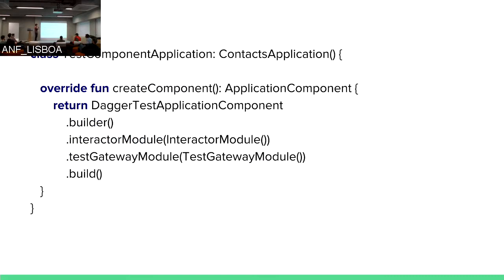Okay, so I have to create a test component application. It will inherit from my real context application, and we'll then override that method, the create component one, and say, okay, now it's going to be the test application component, and then I build it, passing the test gateway module instead of the real one. I use the real interactor module, no worries.